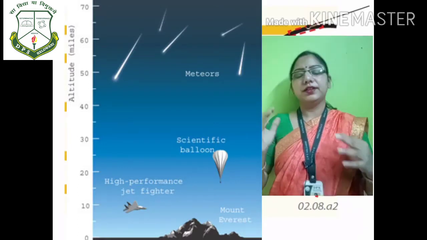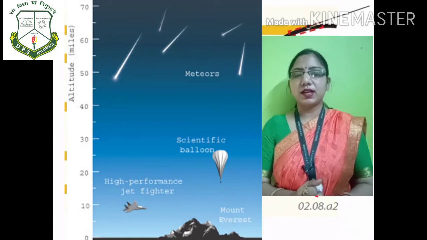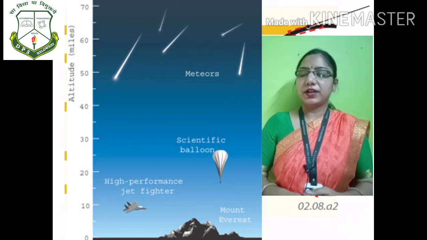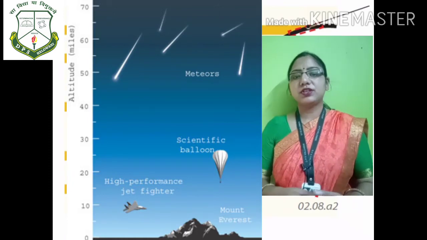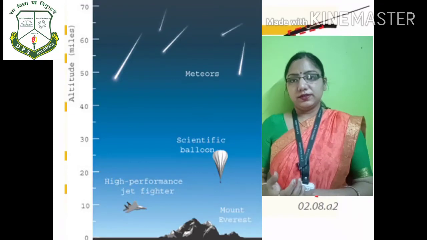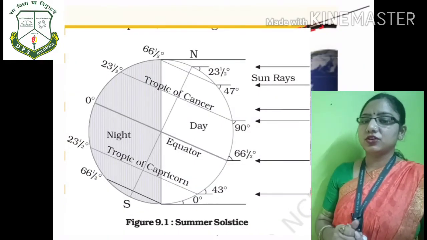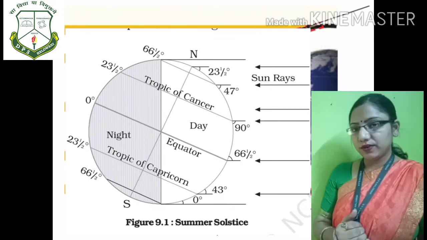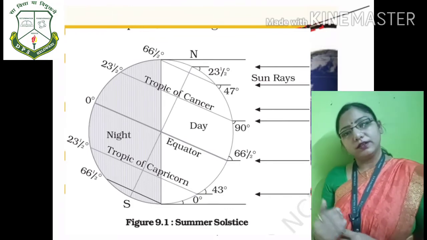Students, even the transparency of our atmosphere matters, as you know that there are many types of weather phenomena occurring in our atmosphere. So the transparency of our atmosphere, like on a cloudy day or during precipitation, may affect the insolation process. Students, in the given figure, it is showing the different zones: the equator, Tropic of Cancer, Tropic of Capricorn, North Pole and the South Pole.